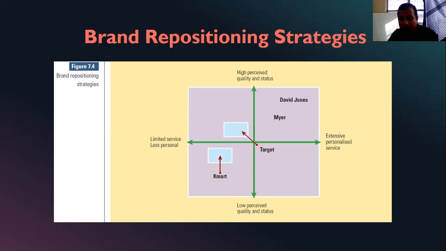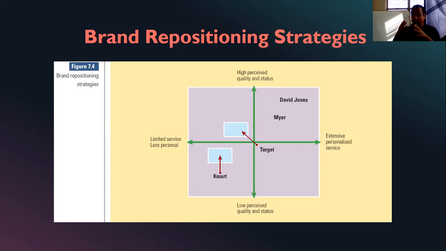So on these two parameters, you see how Myer and David Jones are highly personal, like they offer a premium product. If you go to the Australian market, you realize that the prices they quote are higher than the other retail shops. So they position themselves as high quality and status, and they also believe they have extensive personalized services. Whereas what do you think about Kmart and Target?